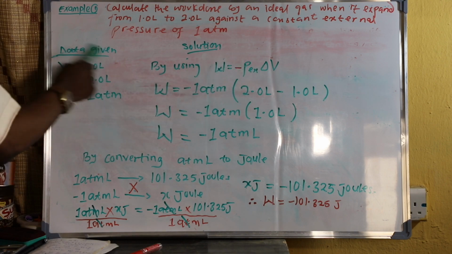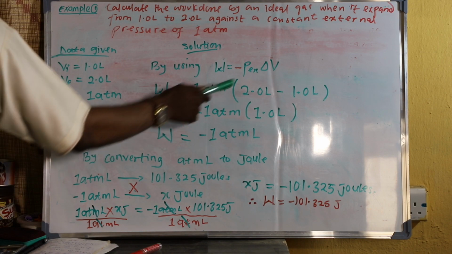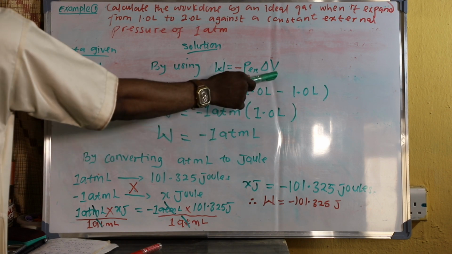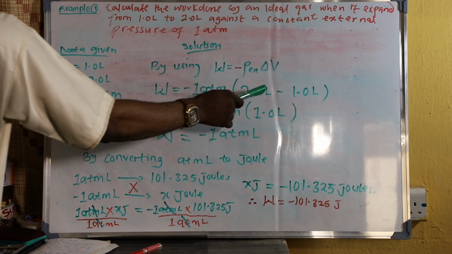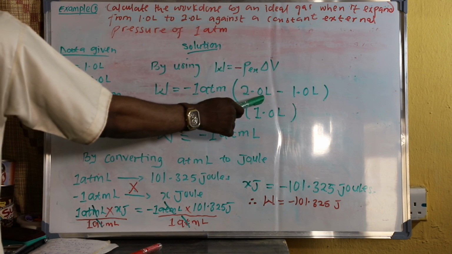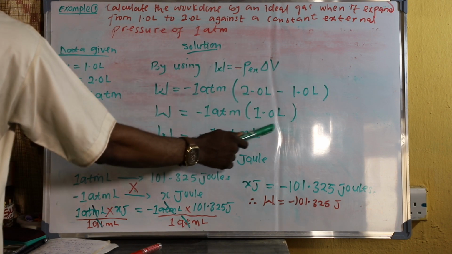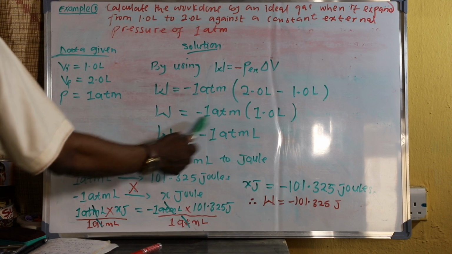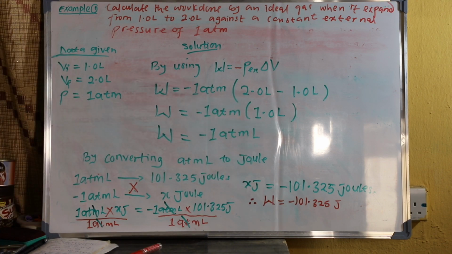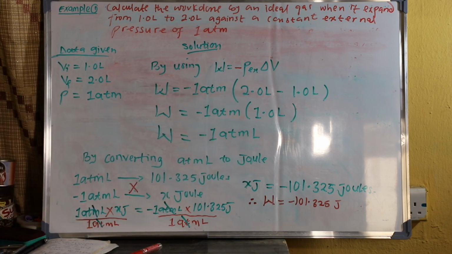Then we substitute these values inside this formula. W is equal to minus pressure, 1 atm, times dV, which is V final minus V initial, 2.0 liter minus 1.0 liter. It gives us 1.0 liter. Now, by multiplying minus 1 atm with 1 liter, we have W is equal to minus 1 atm liter.